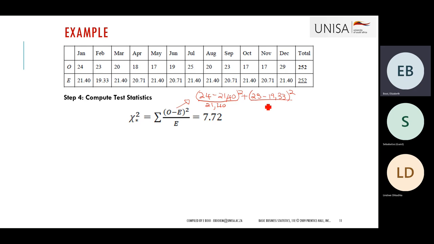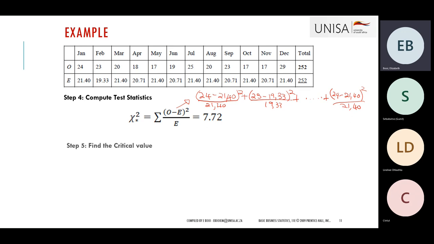19.33 squared divided by 19.33, plus, until you do all of them, until you get to 29 minus 21.40 squared divided by 21.40. After you have solved the whole equation, you will get 7.72, and that is our test statistic. Now we need to make a decision, but first we need to find the critical value.